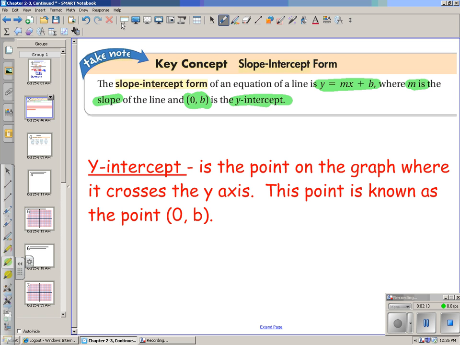The y-intercept is the point on the graph where it crosses the y-axis. This is known as the point 0, b.